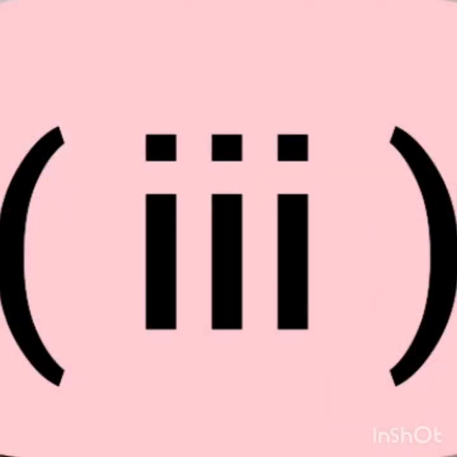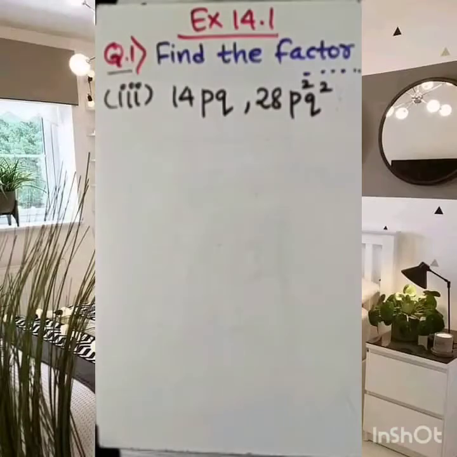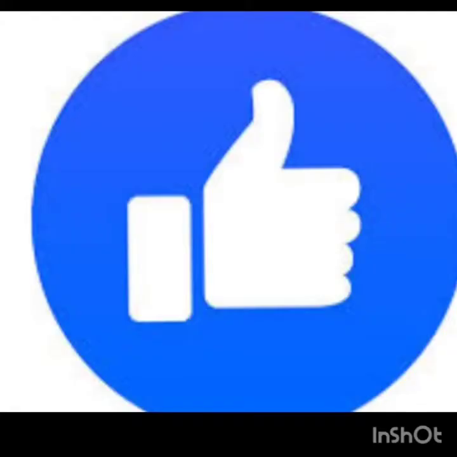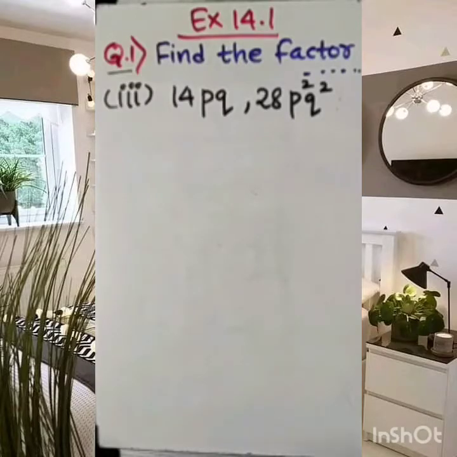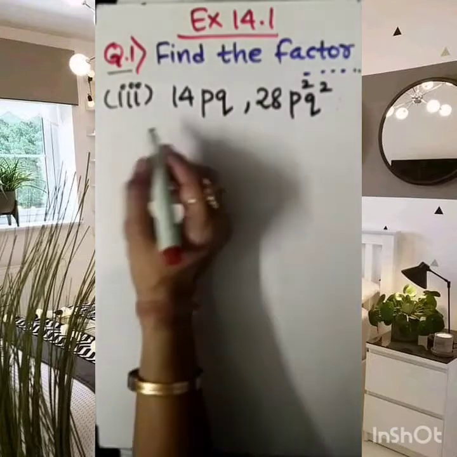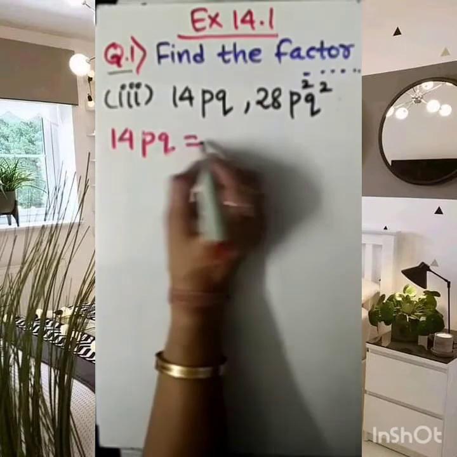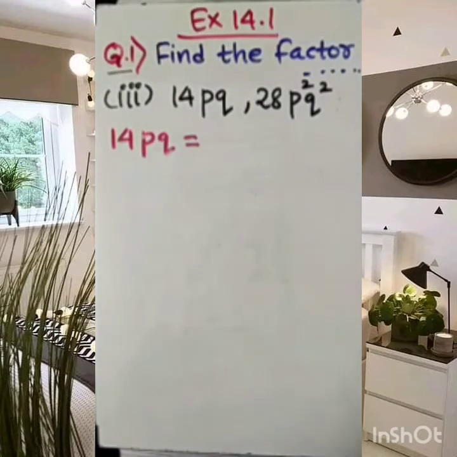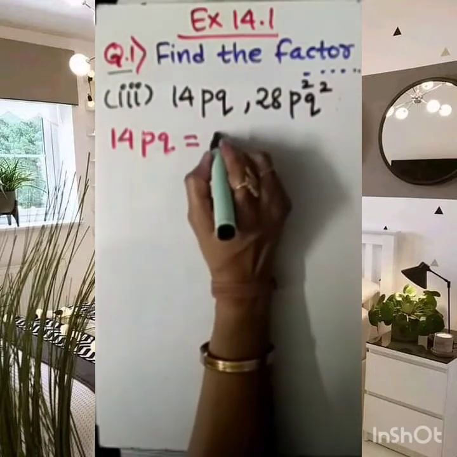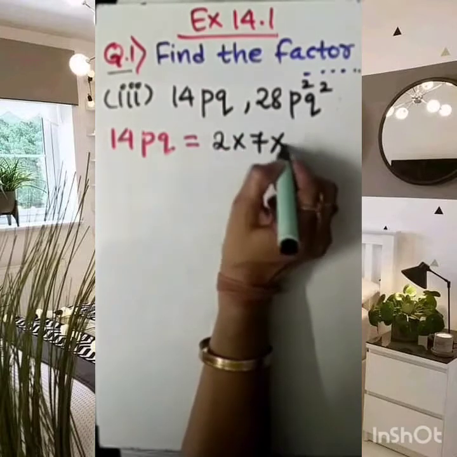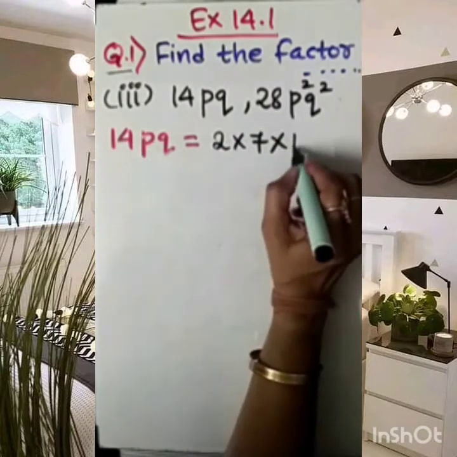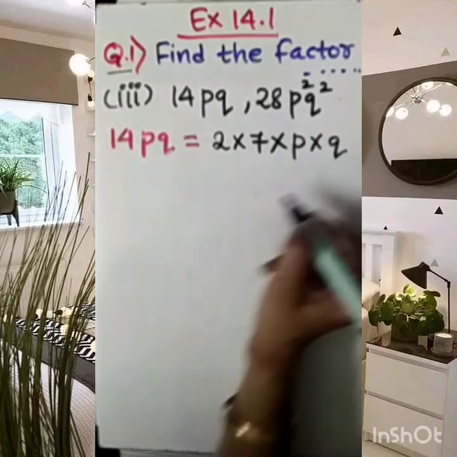The third is on your screen. We are given the first term is 14pq and the second term is 28p square q. So my dear student, first of all, let's take out the factors of 14pq. We know that the factors of 14 are 2 into 7. What about this pq? pq can be written as p into q.